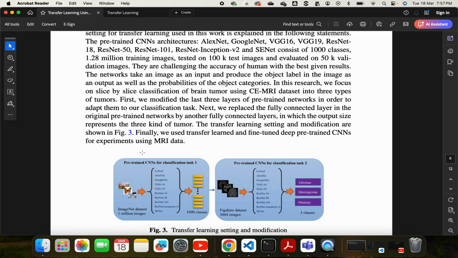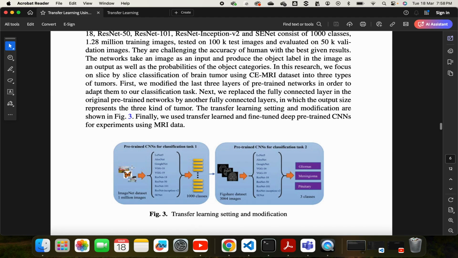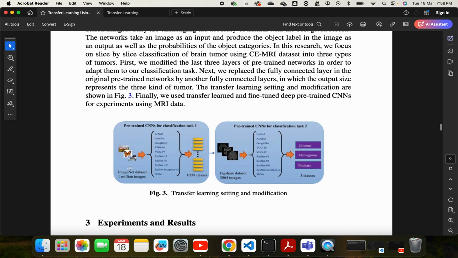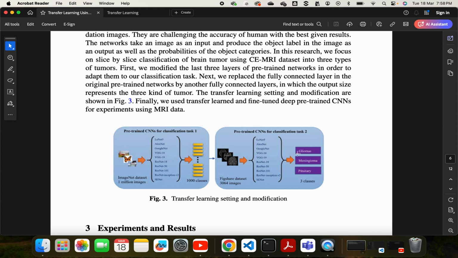The pretrained models take an MRI image as an input and predict the tumor type along with the probability score of each category. So there are 3 categories which the architecture will be classifying. To adapt these models to brain tumor classification, the researchers modified the last 3 layers of each network and replaced the original fully connected layer with a new layer that outputs 3 tumor classes.